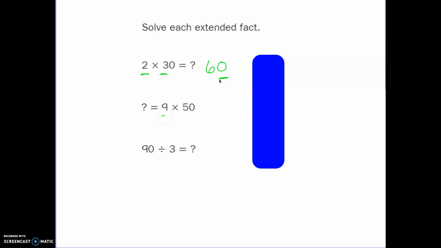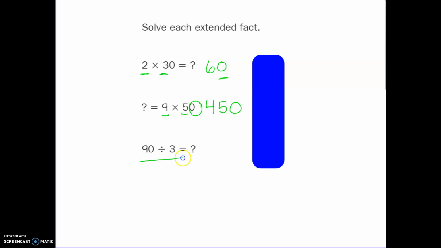Here's 9 times 50. Well, 9 times 5 is 45, but this is 9 times 50, which is 5 tens, so I need to represent that with that 0 at the end. So 9 times 50 is 450.